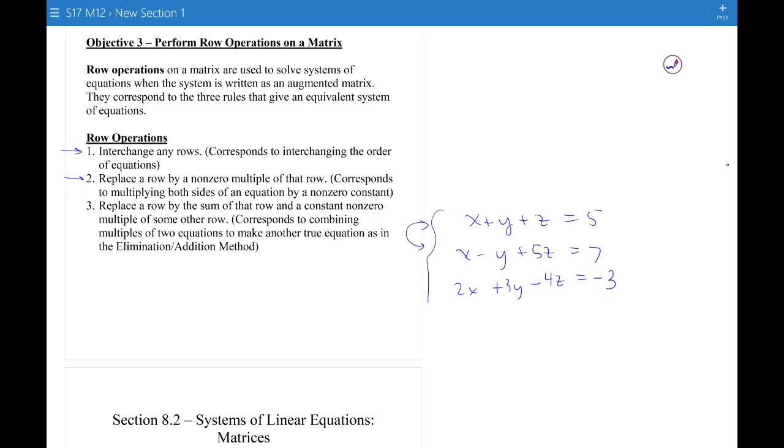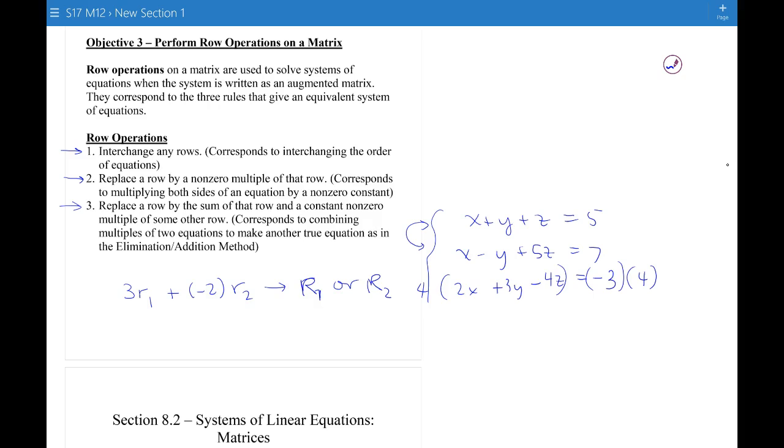So replacing a row by a non-zero multiple of that row, that's the same thing as multiplying both sides of the equation by some number. As long as it's not zero, we know that's a legal thing to do. So the only thing that's a little trick here is you can take 3 times row 1 plus negative 2 times row 2, and you can put that in either row 1 or row 2.